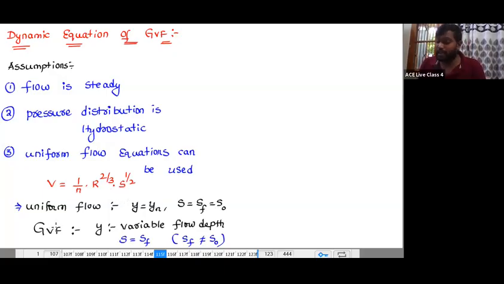Now, if I go for gradually varied flow in the same equation, then Y is a variable flow depth, meaning the variation is going to happen. And for the slope, I have to use S as SF, not S naught, because in the case of GVF, SF is not equal to S naught. Now, let's draw the figure.